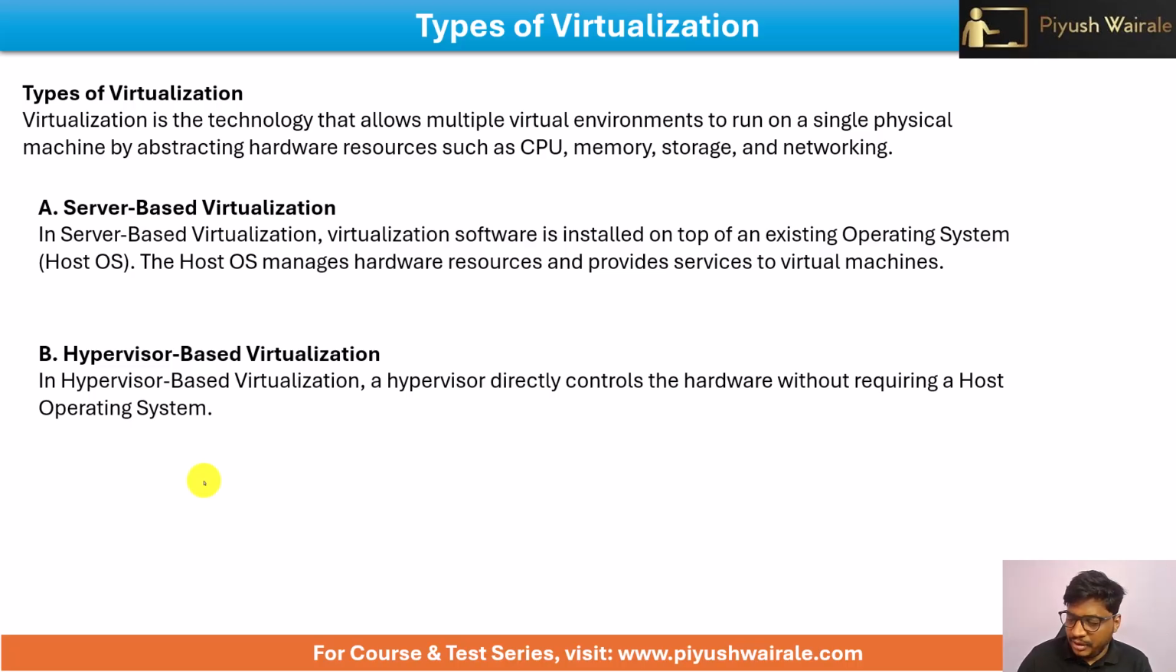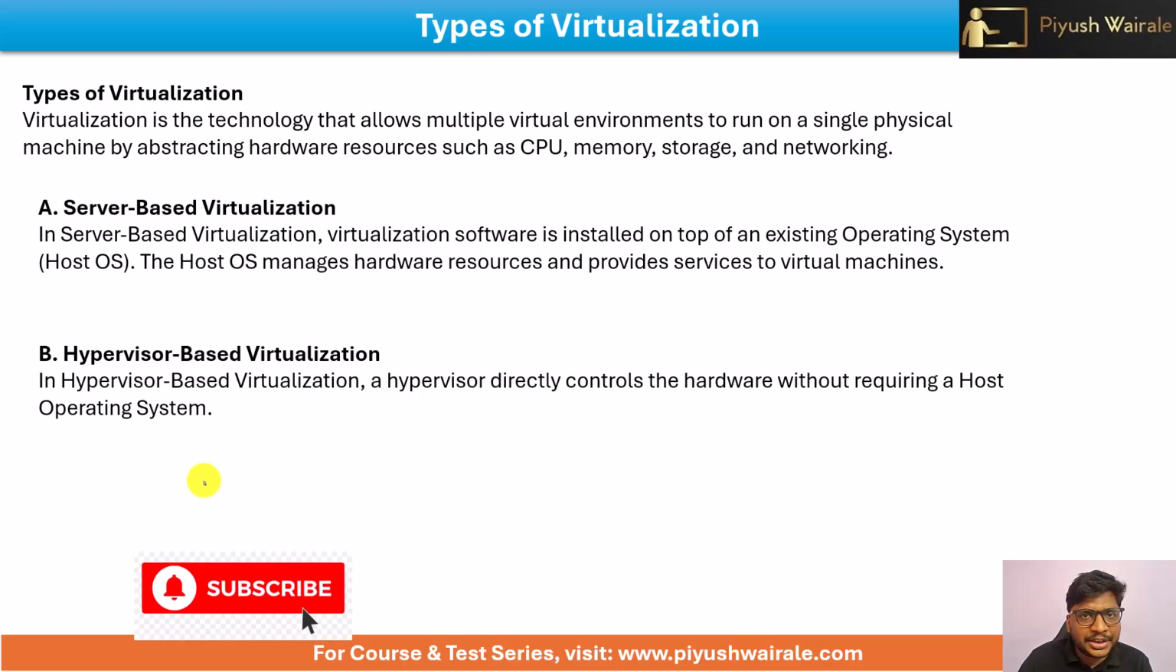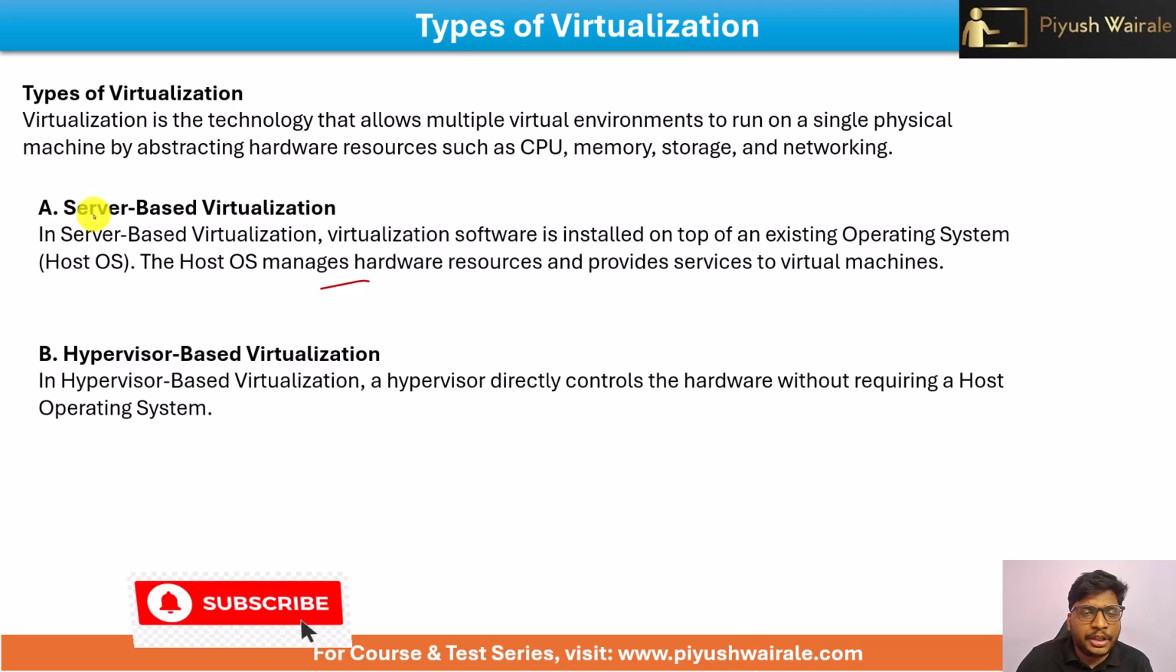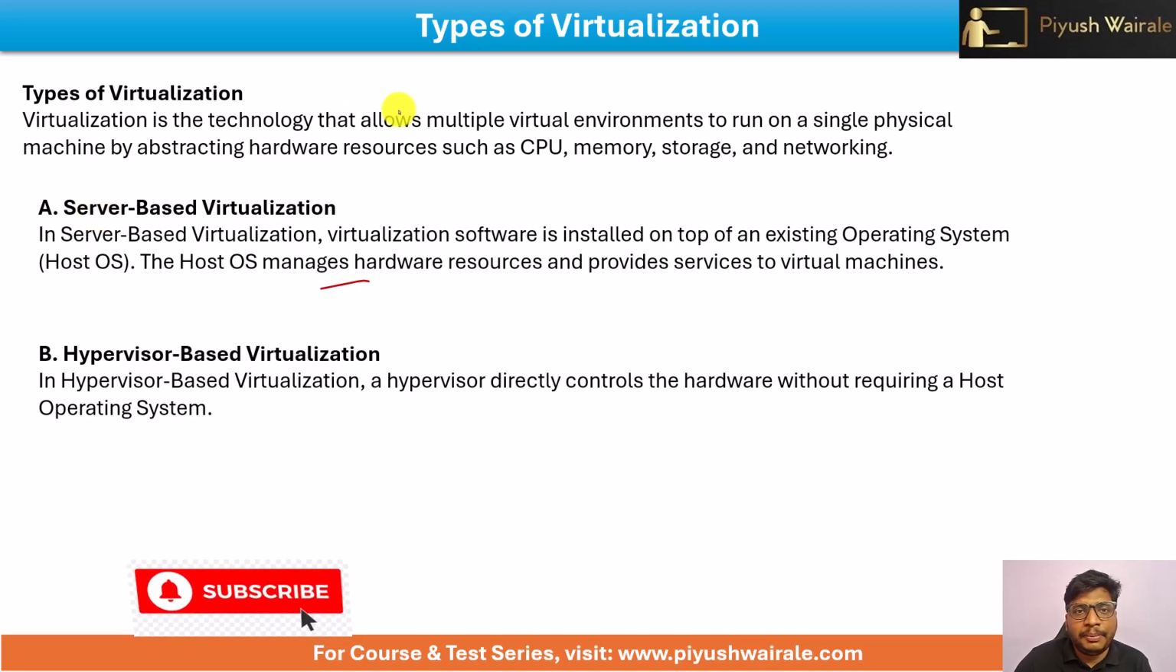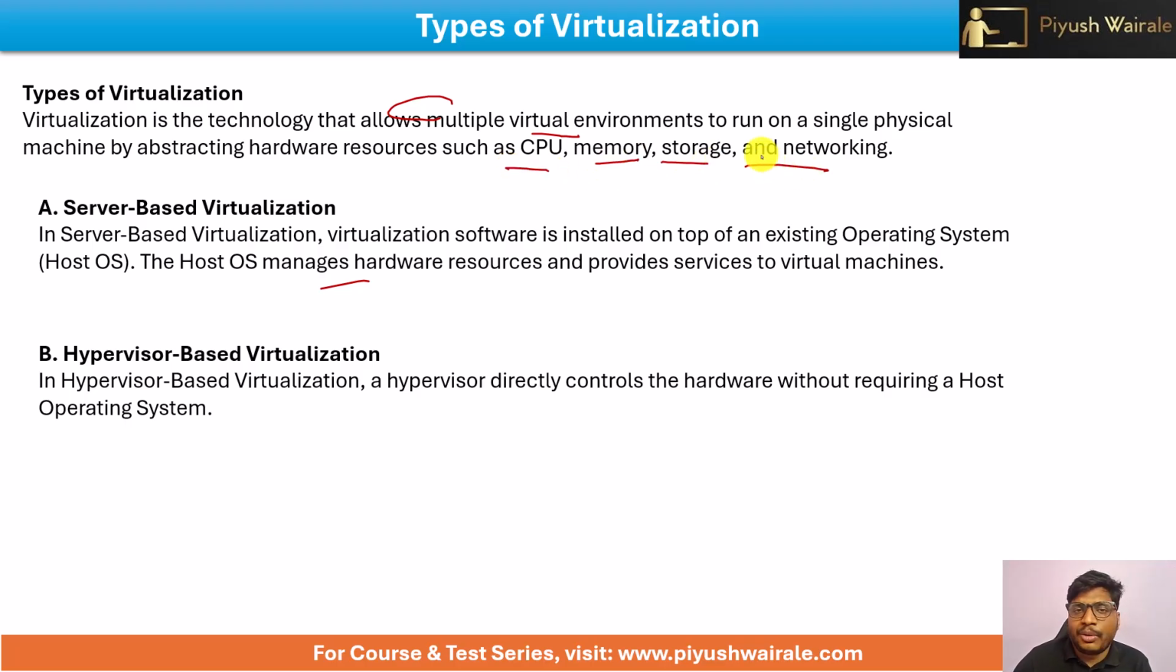Hello everyone. In the previous video we discussed what virtualization and the hypervisor are. In this video we are going to discuss the different types of virtualization, right? So you can see here, what is virtualization? We already know that it allows multiple virtual environments to run on a single physical server by abstracting the hardware resources such as CPU, memory, storage and networking. Okay, this is what virtualization is.